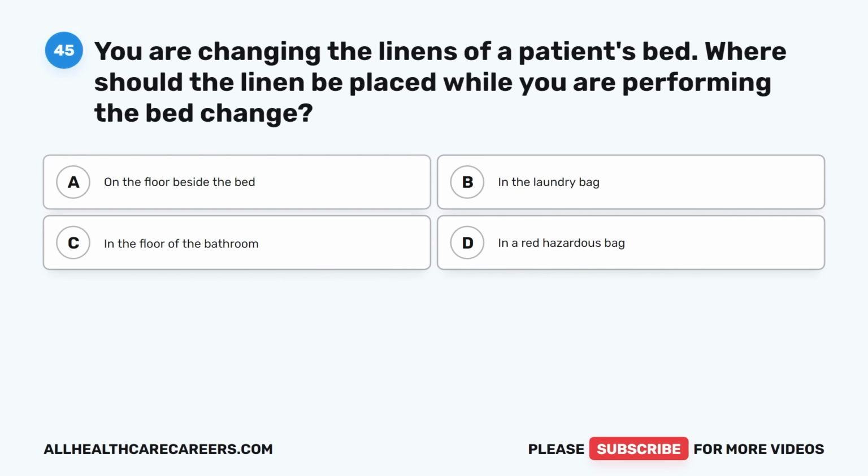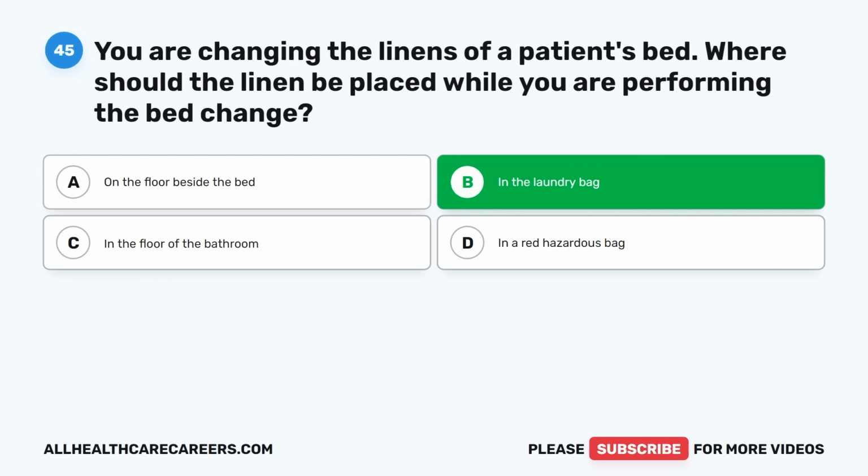Question 45. You are changing the linens of a patient's bed. Where should the linen be placed while you are performing the bed change? A. On the floor beside the bed. B. In the laundry bag. C. In the floor of the bathroom. D. In a red hazardous bag.